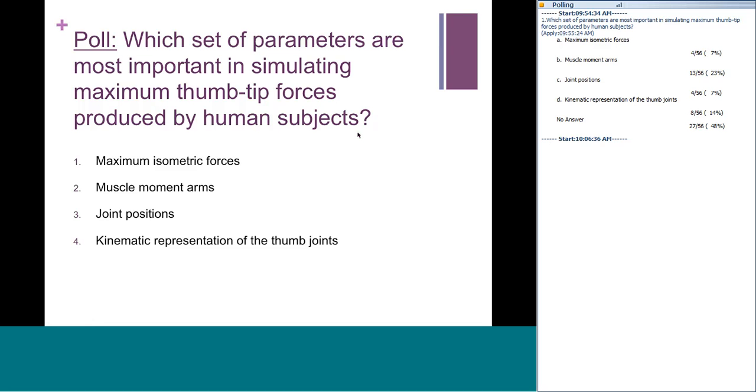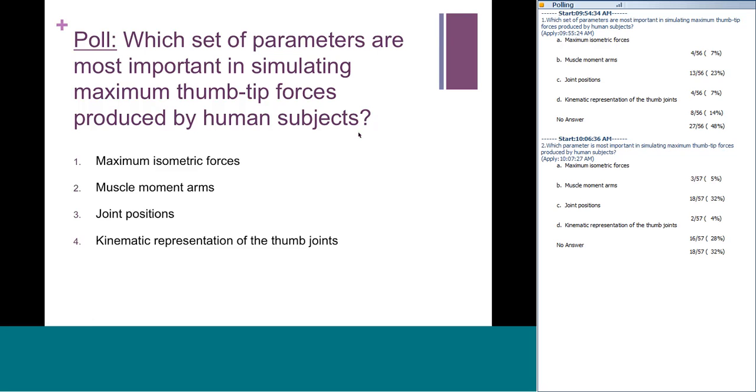Okay, and I'm thinking they're going to tally the responses, and very quickly we'll have a result. Okay, we have more people answering, it seems, than we did last time. And we still have the majority of people choosing moment arms, and we've had more people starting to think about the kinematic representation. A lot of people have abandoned joint positions and maximum isometric forces.